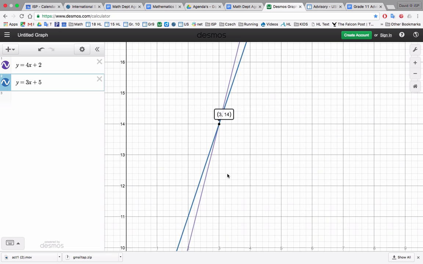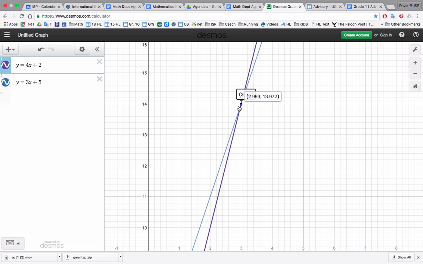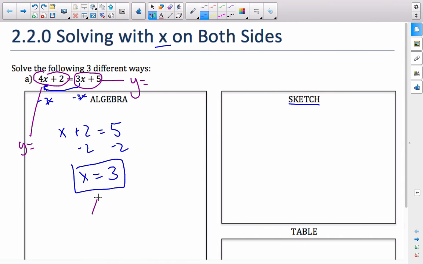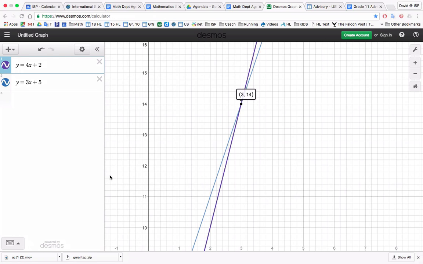And so there is my point of intersection, 3, 14. Well, if I look back at my algebra, x was equal to 3. If I look at my sketch... Oh, and that's the x component of that coordinate.